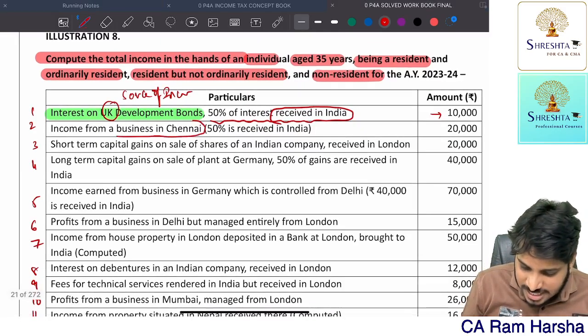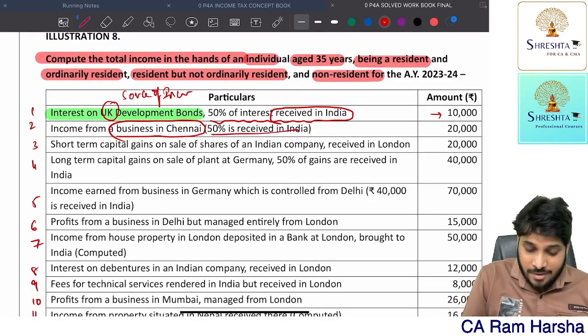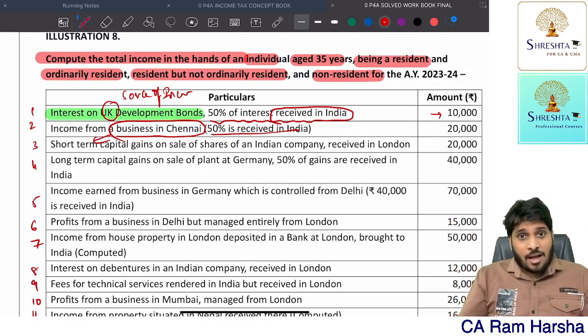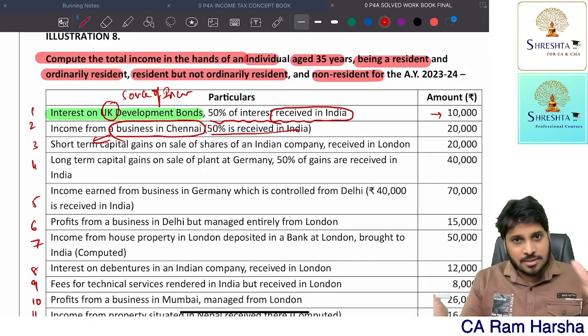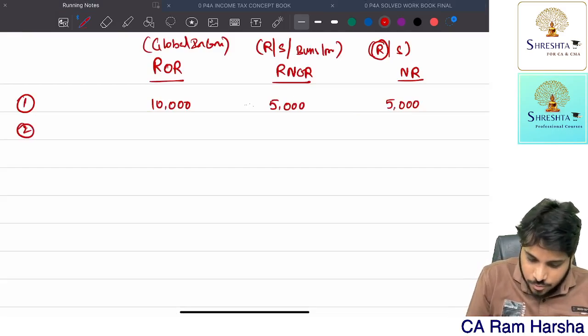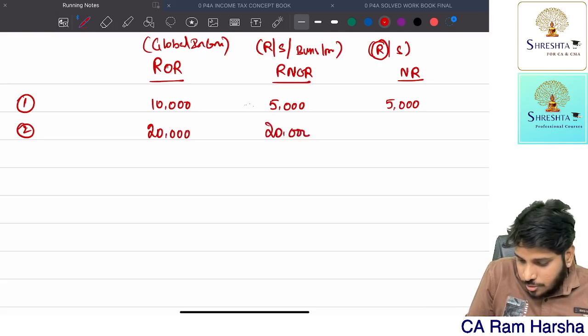Next, second one. Income from business in Chennai. 50% is received in India. Now tell me, when the source is in India, should I bother about where it is received? No need. Income itself is in India. Whether you are a non-resident or resident, doesn't matter. Straight away, the entire 20,000 is taxable for all. Second one, 20,000 is taxable for everybody. Yes or no?